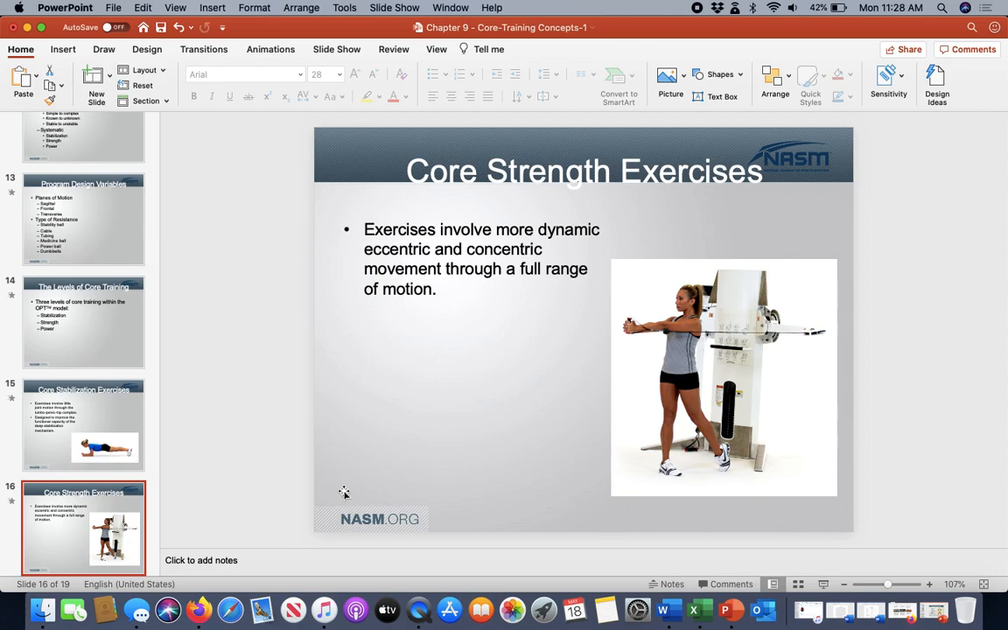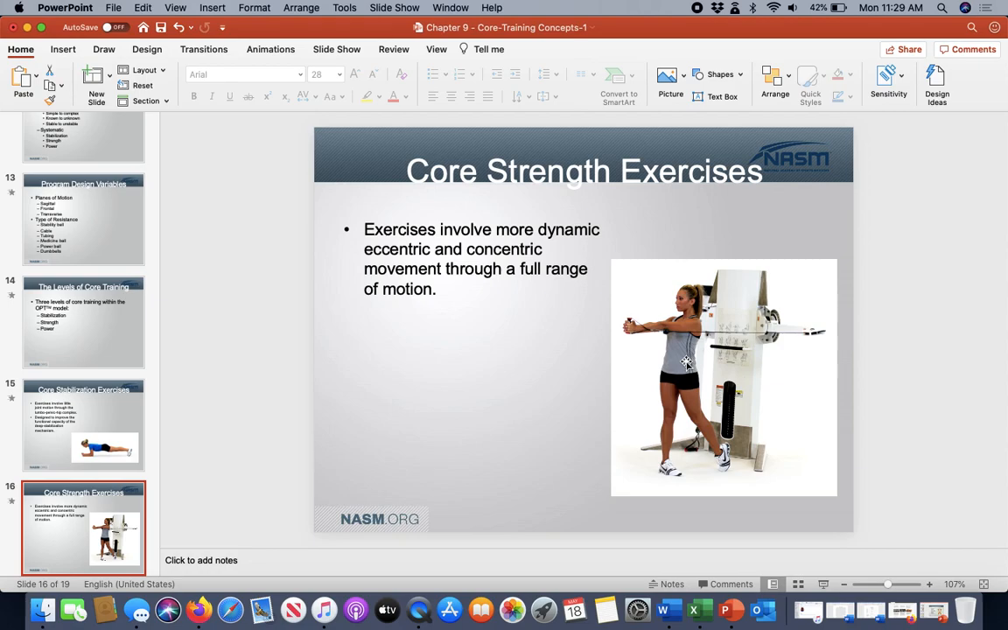Now you're going to talk about actually doing more isotonic or eccentric-concentric movement through full ranges of motion. If you see here, we're just talking about cable rotations or oblique twists, whatever you want to call them. Everybody has a different name for these, but really they're cable rotations. I believe that's what NASM calls this exercise. But again, you're going to go through rotation. So this is transverse plane, okay?